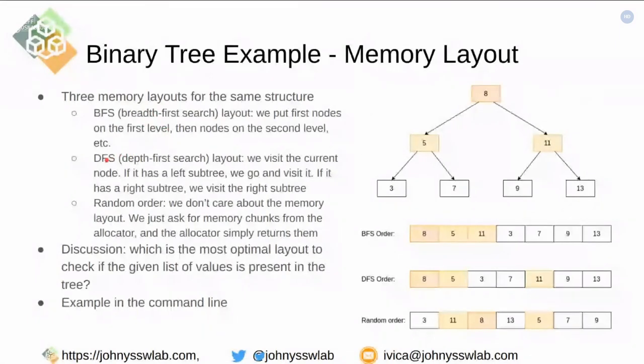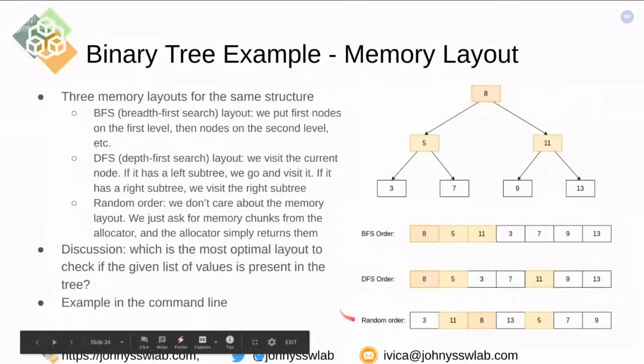Second is the depth first search layout, the DFS order. In this case, we visit the current node, we visit 8. If it has a left subtree, we go and visit it, so we visit 5. If 5 has a left subtree, it has, we go and visit it. So we allocate 8, then we allocate 5, then we allocate 3. Then we go back, we allocate 7. Then we go back, we allocate 11, we allocate 9, go back, and we allocate 13. So this is the DFS order. And the third one is a random order. We called malloc in some order, and it gave us some memory. We don't know the memory layout of that data structure.